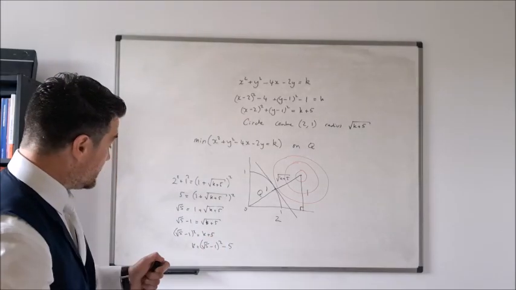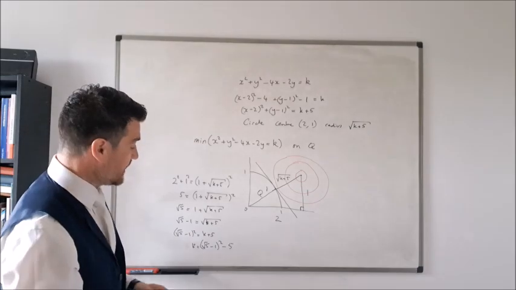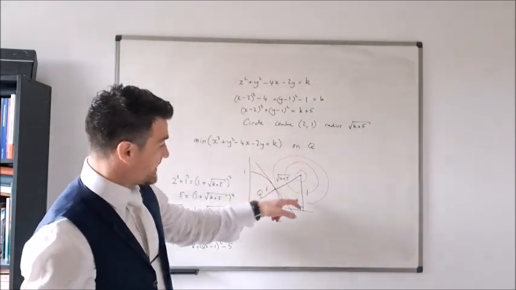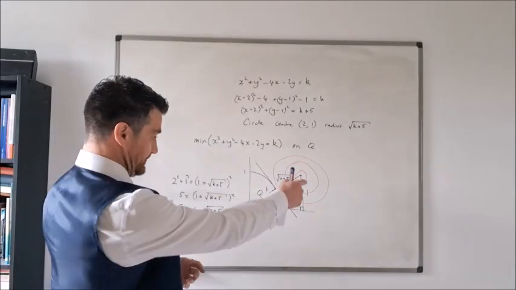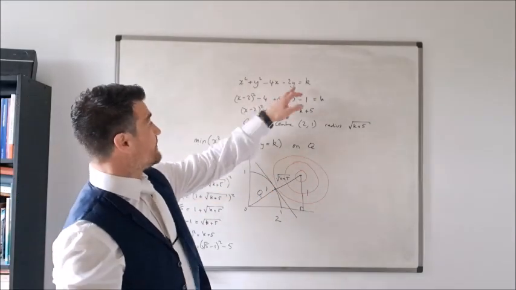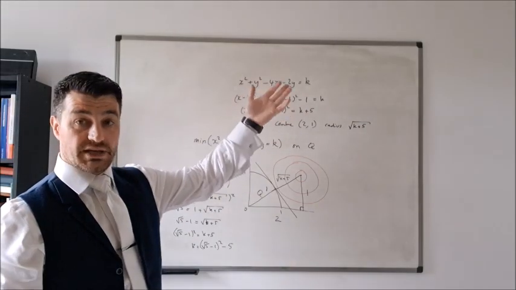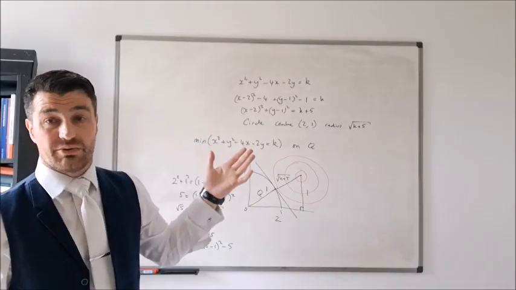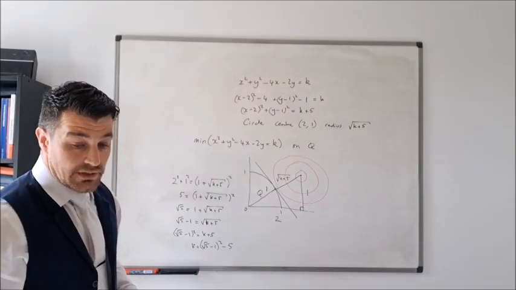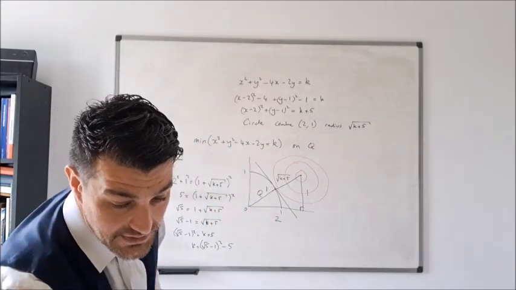Easier than it looks to deal with. So that's the smallest value of k for which this family of circles intersects the region Q, and therefore that's the minimum value of this here. I don't need to know the coordinates of the minimum point, by the way. I can figure them out if I really want to. I didn't, because it would take too long. But that's it. That's the solution to the problem.